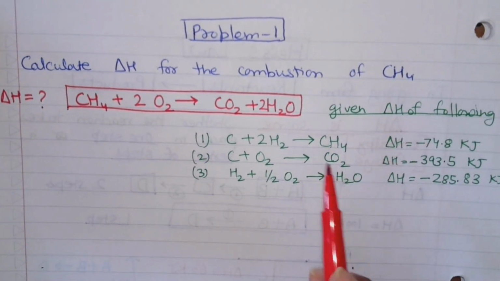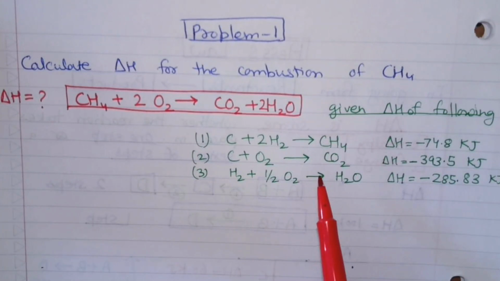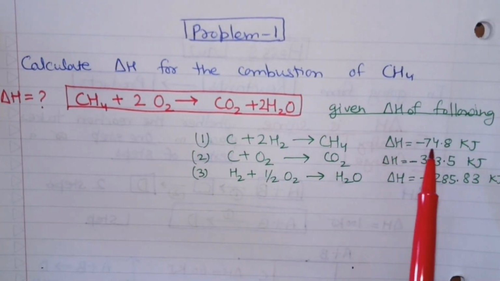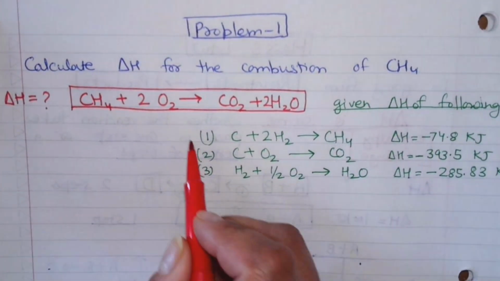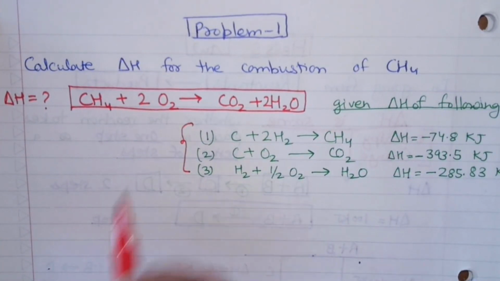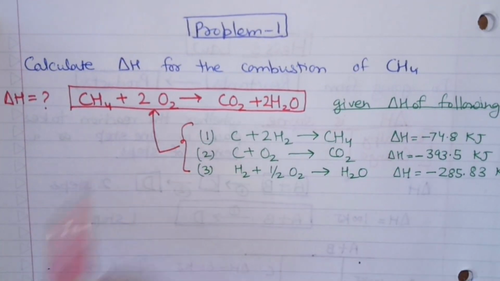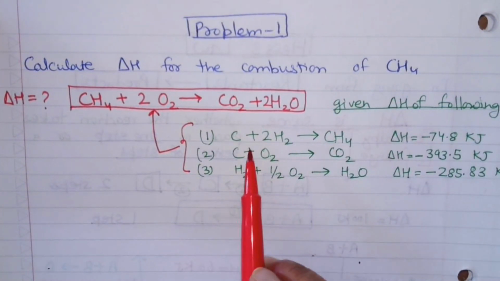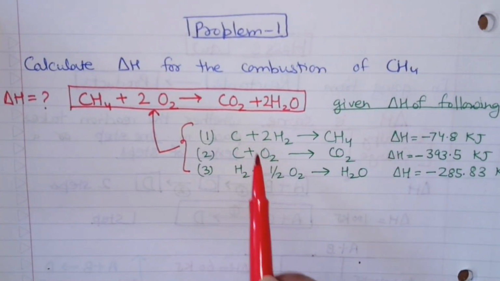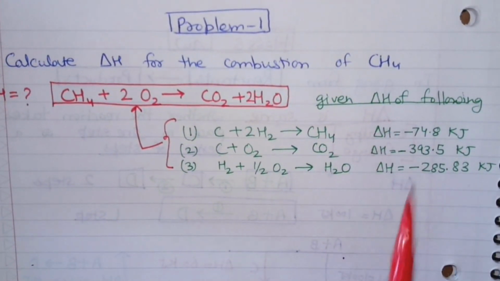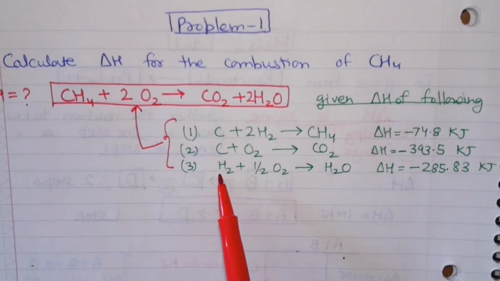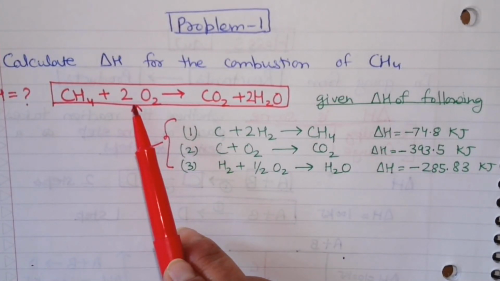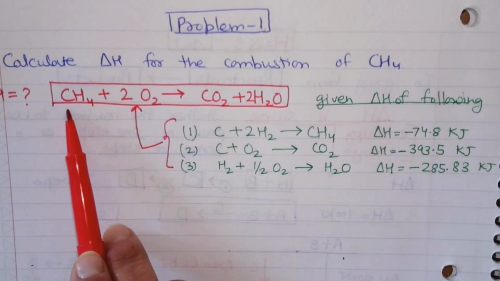So I am given a bunch of reactions, right? And the delta H of each of these three reactions. So my first step is I have to use these three reactions in order to make this equation. So it's just hit and trial. You are given three reactions and their delta H values. So I am going to manipulate these three reactions so that when I add all three equations, I should be able to get this equation, right? So how can I get to this equation?